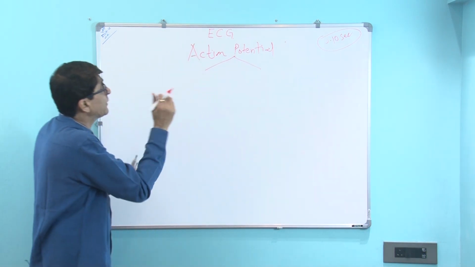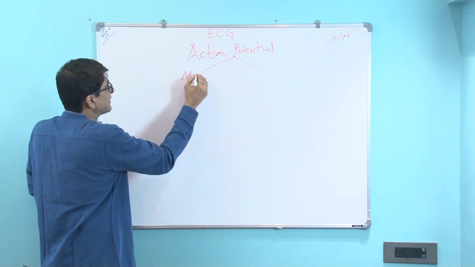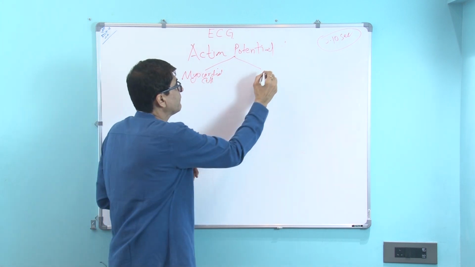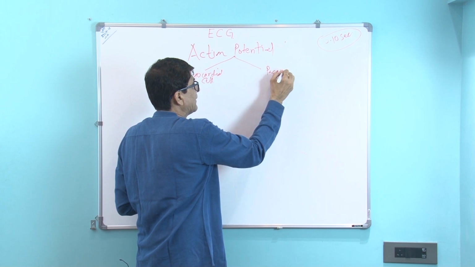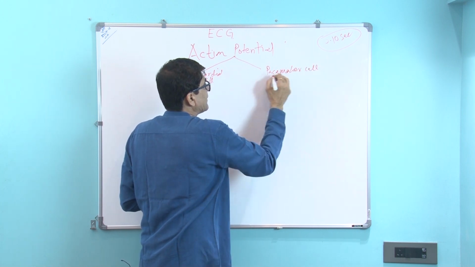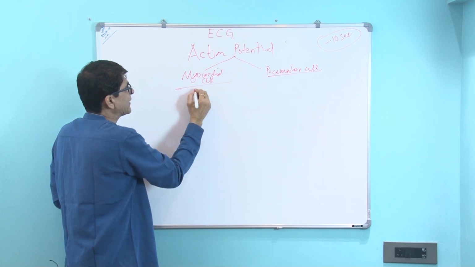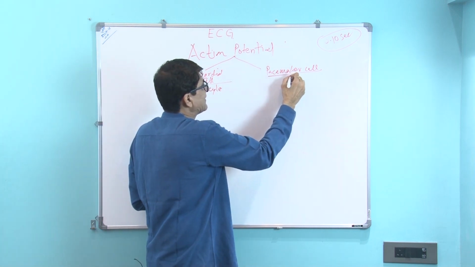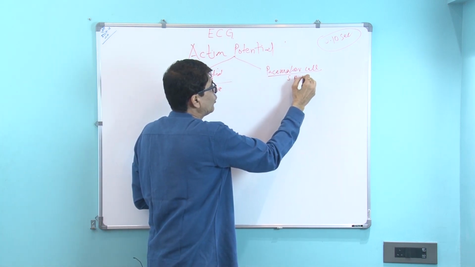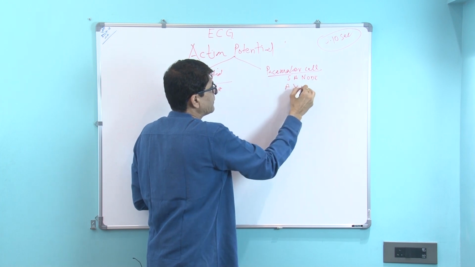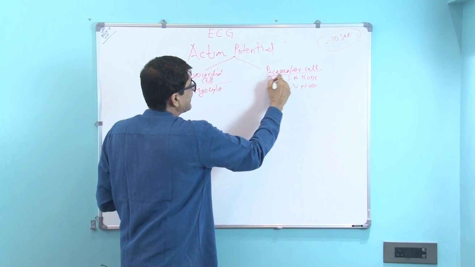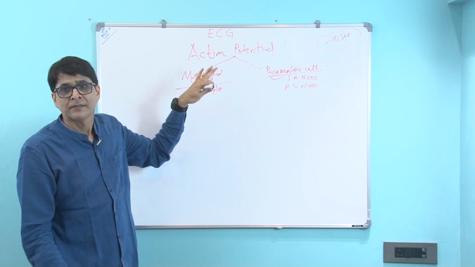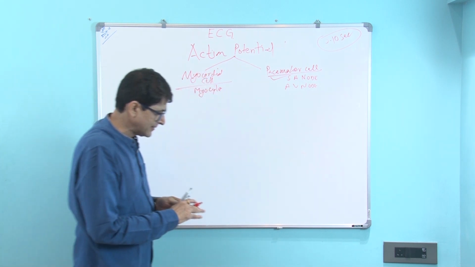So action potential of the myocardial cell, and action potential of the pacemaker cell. Myocardial cell means cardiac myocyte, and pacemaker cells are like the sinoatrial node and AV node. We will take only one, the SA node, pacemaker cell depolarization. We will first take the action potential of the myocardial cell.